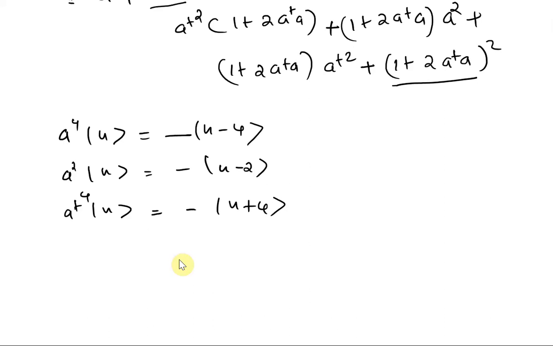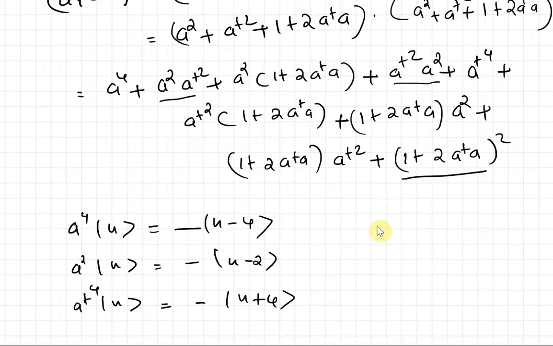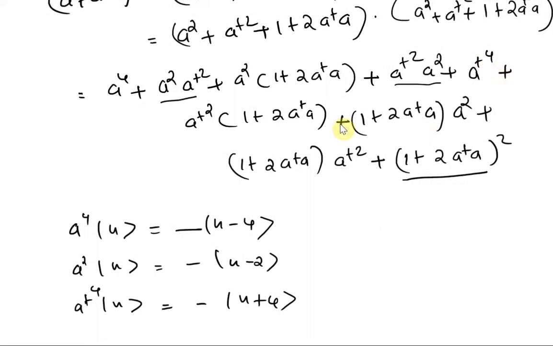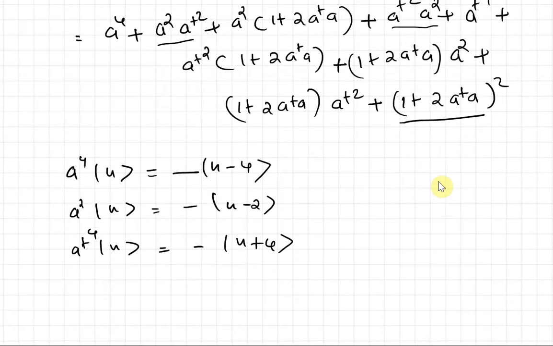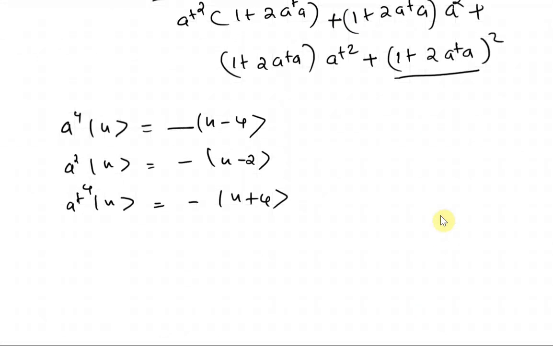Okay, now the next term which is coming is this quantity. What is the change this is causing? This will not change anything, this will increase the state by 2, right? So a dagger square will change the state by 2, n plus 2.